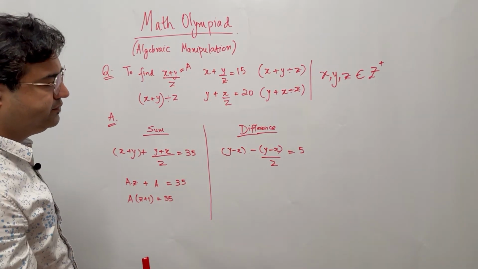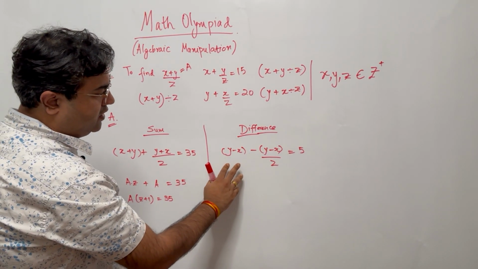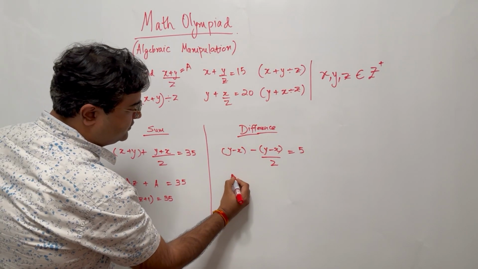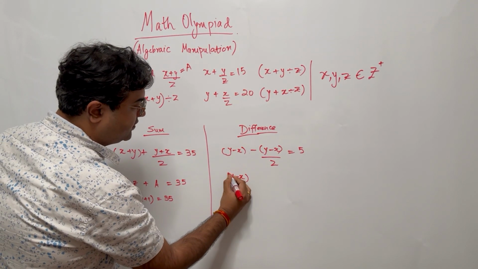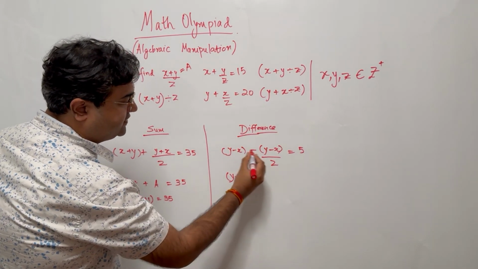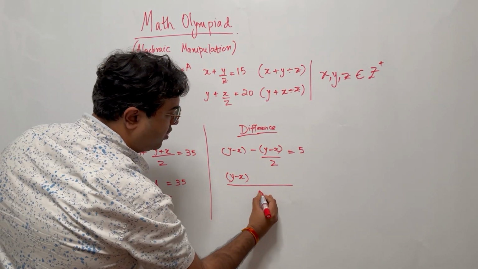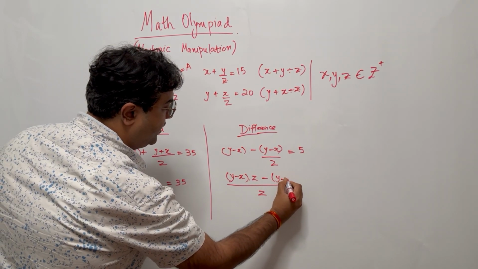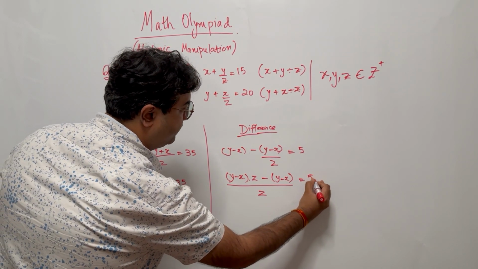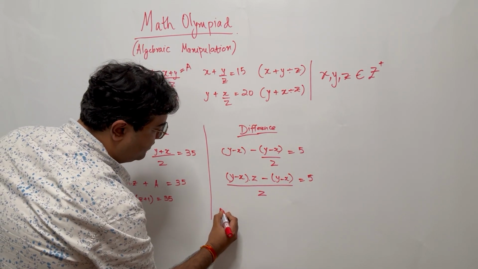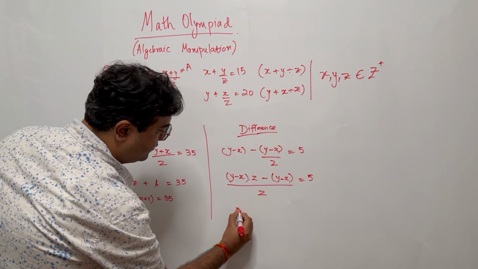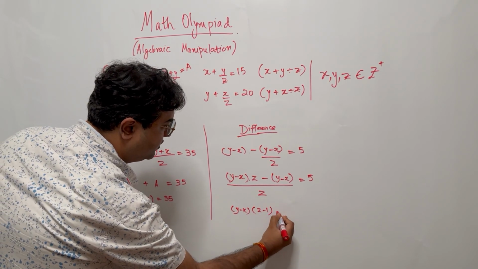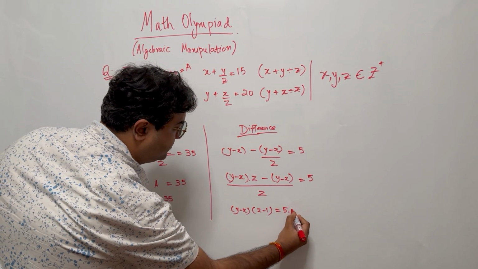Now let's go here. If we take it as y minus x, and if we take a common denominator z, we have to multiply it by z: (y - x)z minus (y - x) is equal to 5. So we can write it as (y - x) times (z - 1) is 5 times z.